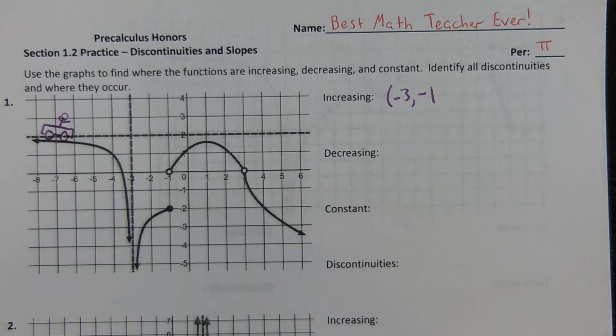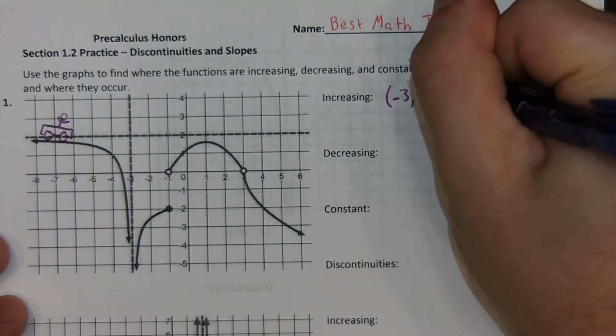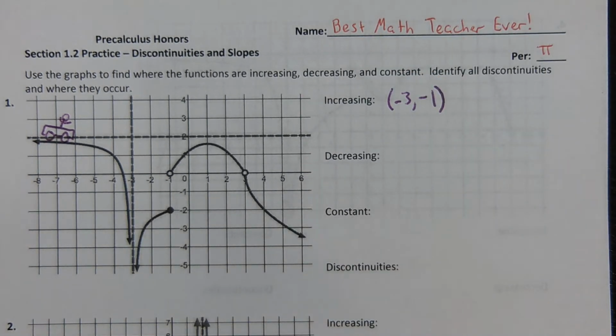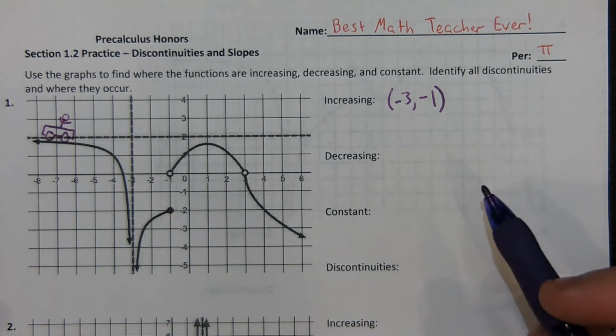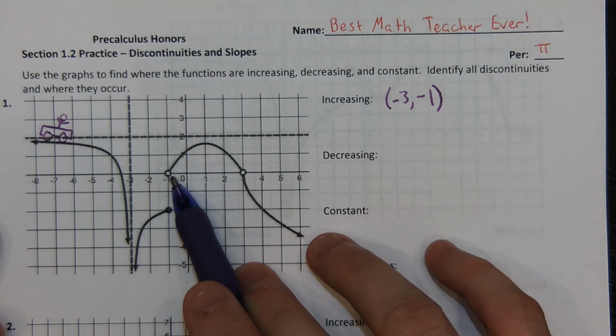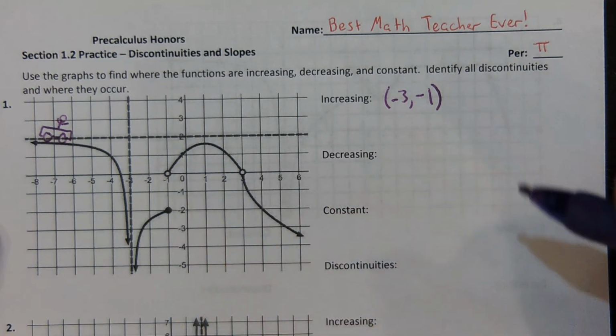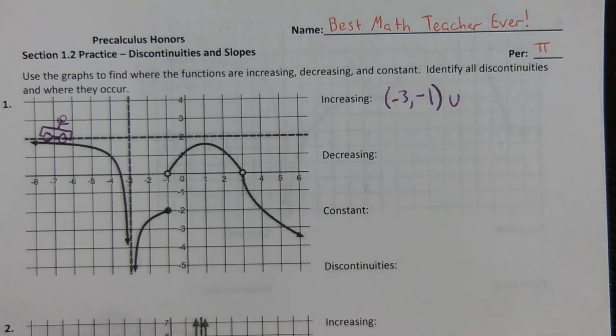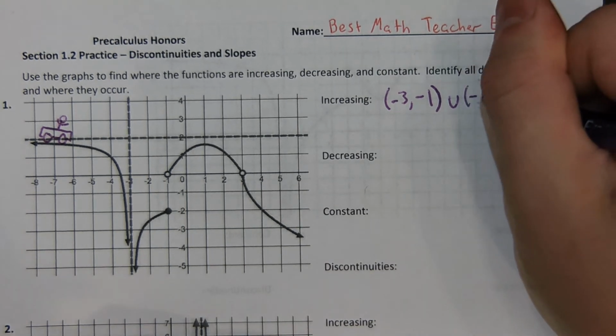Mr. M, do I put a bracket there? I see that this is a closed point. No, you do not. You never bracket endpoints for increasing or decreasing, ever. Our author disagrees with me, but they're wrong. Okay, and right here, the graph is continuing to increase. So throw a little union symbol on there and continue to increase at -1.